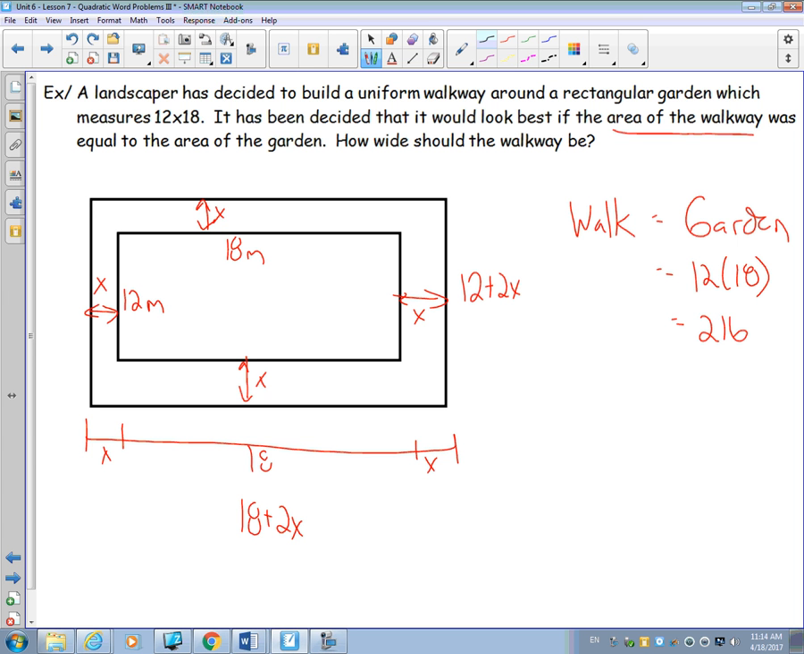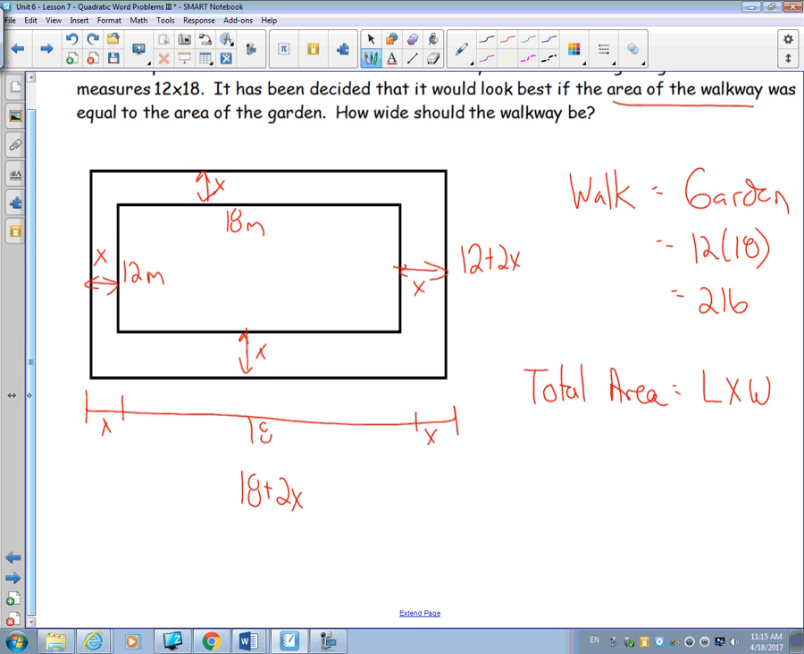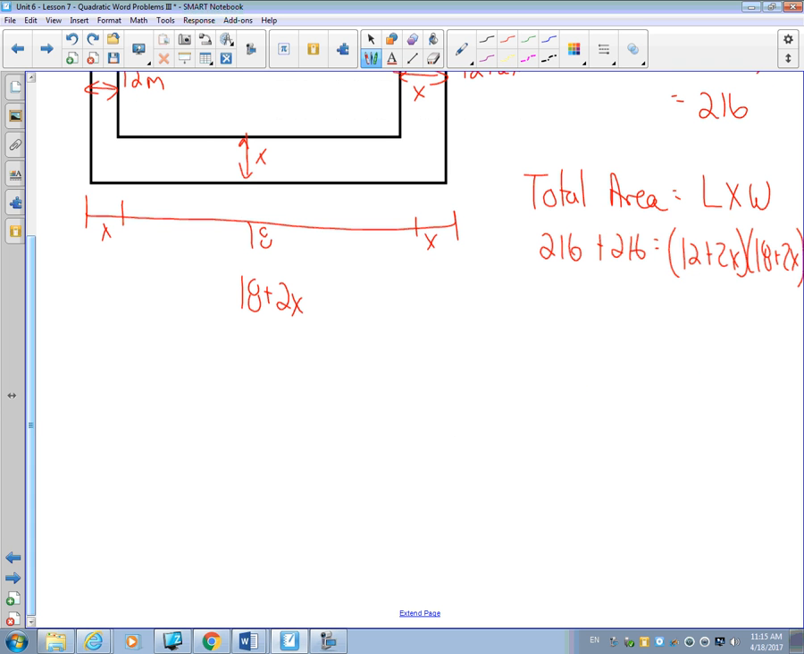Okay, so our total area equals length times width. Our total area, the walkway and the garden put together, we have a 216 and another 216, has to equal the dimensions of 12 plus 2x and 18 plus 2x. There's my quadratic, ready to go. We just got to solve it.